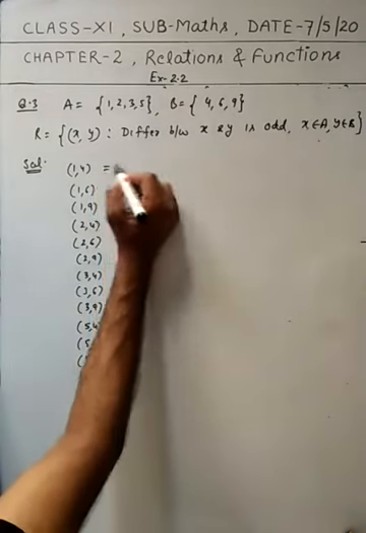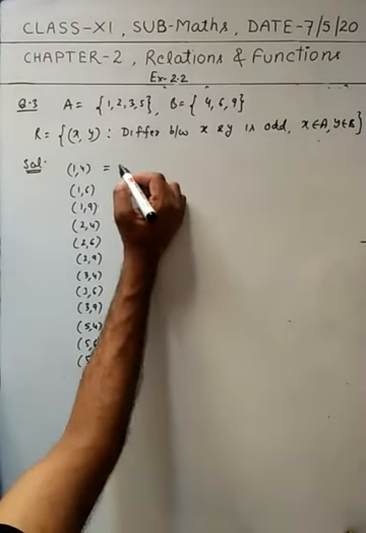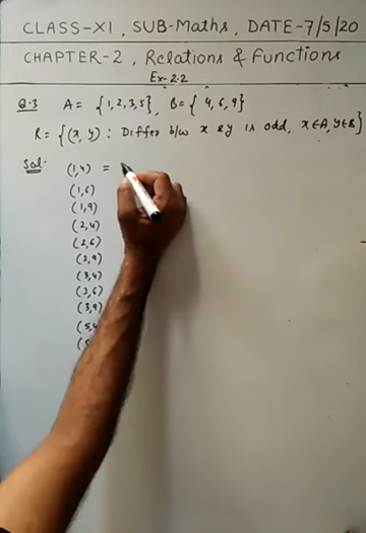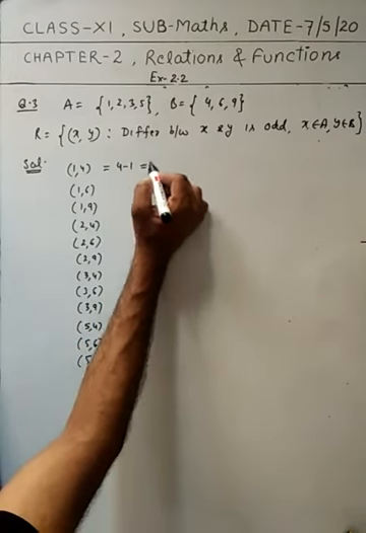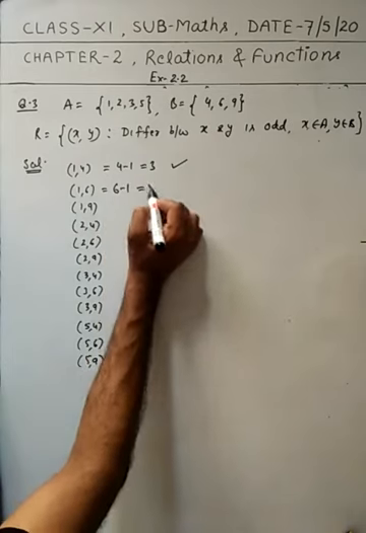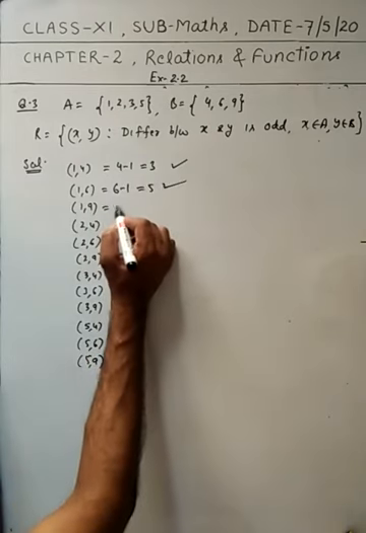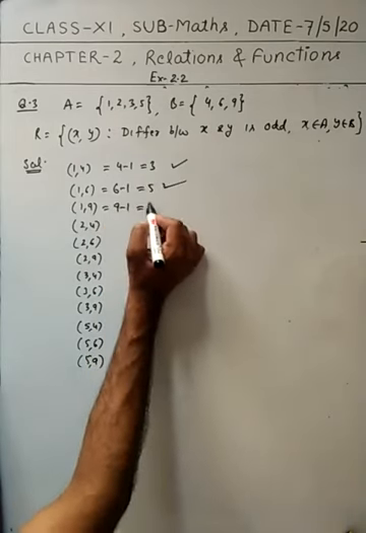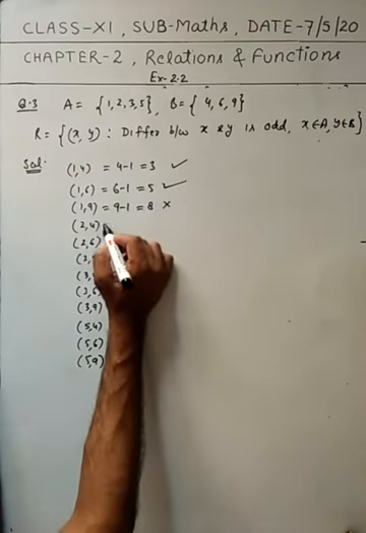Now the difference 1 minus 4 or 4 minus 1, you have to subtract smaller from the larger. 4 minus 1 equals 3, this is odd. 6 minus 1 equals 5, this is also odd. 9 minus 1 equals 8, this is not an odd number.